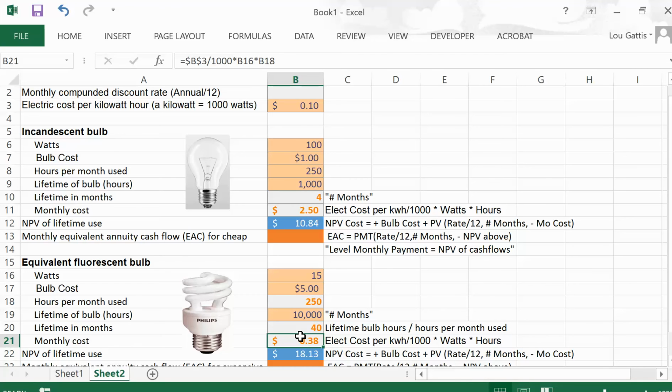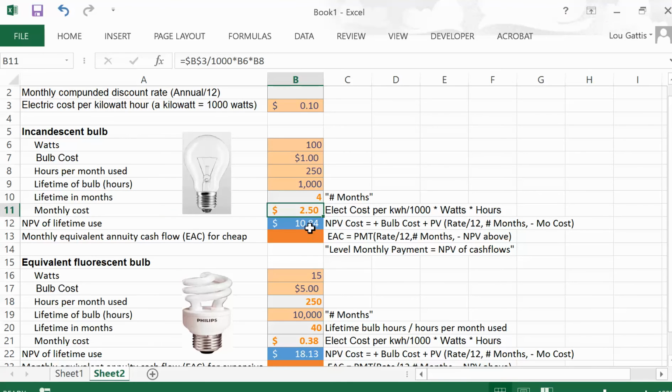So the present value of a 40-month annuity, including the cost of the bulb, is $18. So this would lead me to say, well, let's buy this cheap bulb. It seems to be a lot cheaper. That's the problem with traditional NPV analysis.